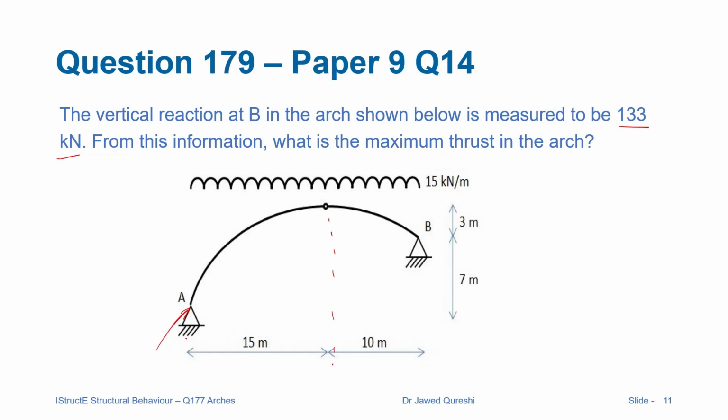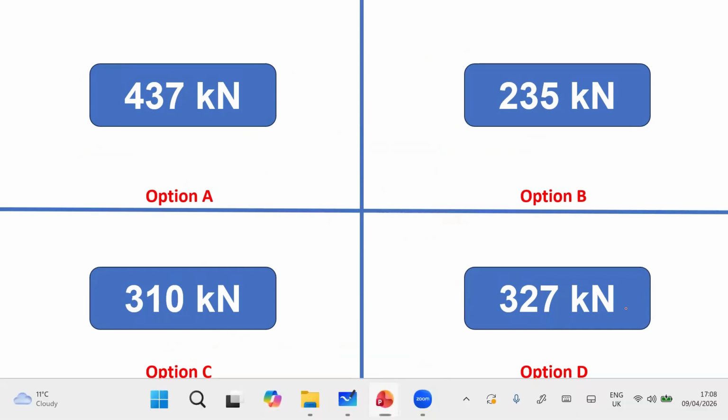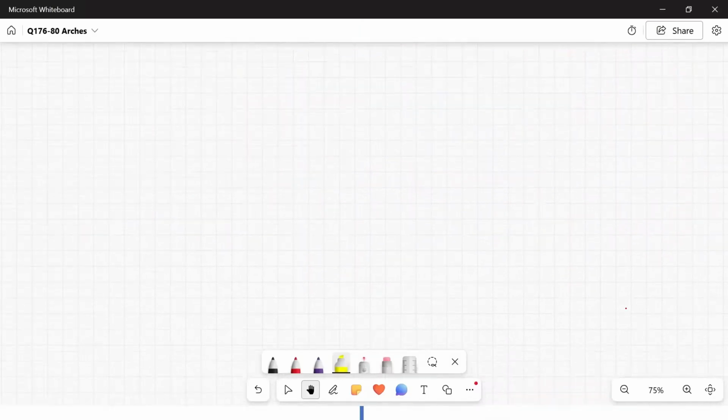So here, try this question first. There are four options to choose from: 437 kilonewton, 235, 310, and 327 kilonewton. Which option do you think is correct? Pause the video now and solve this question before watching the solution. Let's go ahead and solve this question.